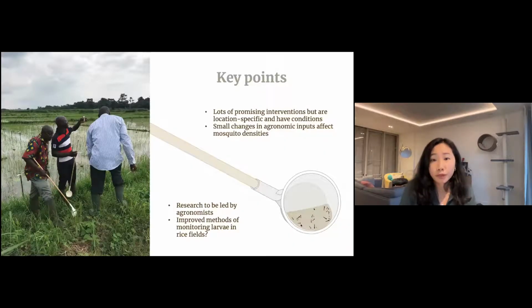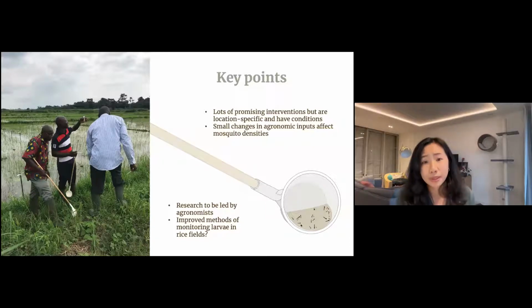So I've presented a lot of promising interventions, but they are location specific and they have a lot of conditions. For example, fish have their feeding preferences and intermittent irrigation have their drying timing that can be variable and determinant. And studies on rice cultivation practices other than water management have shown that even small changes in agronomic inputs, such as hand weeding and tillage, can actually add or remove footprints which affect mosquito densities. And these kinds of studies need to be pursued even more.